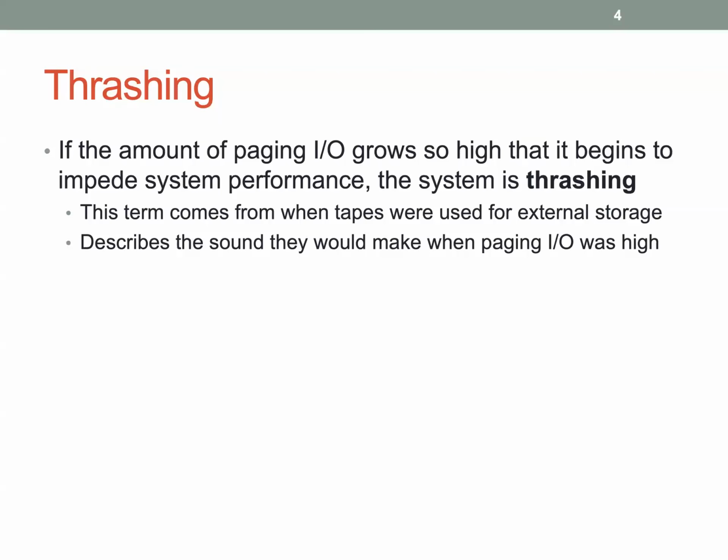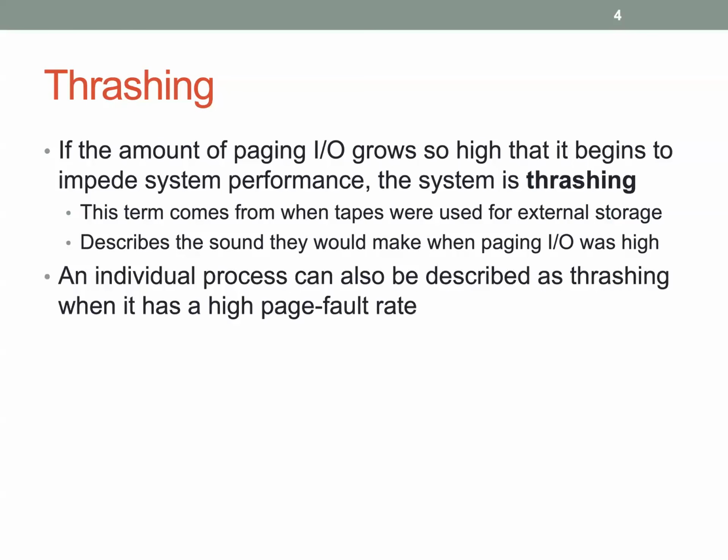Thrashing is an exciting sounding term. And as I say on the slide, the concept of thrashing came from when mainframes used reel-to-reel tapes to do their swap storage, their persistent storage. And those things started to sound appalling when the system started to have this kind of very heavy page fault rate. It's called thrashing, and so that's where the term came from. You can also have an individual process thrash. It depends on your page allocation policy.